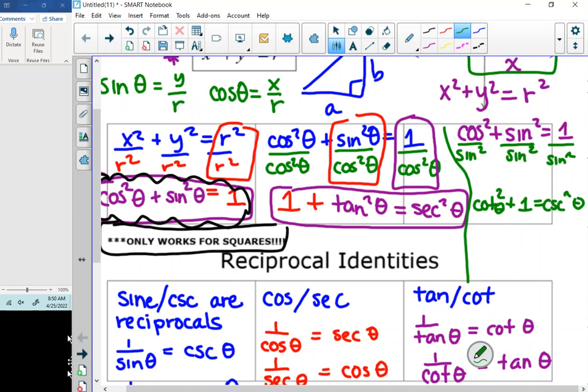Now, the Pythagorean identities only work with squareds. There's no other version of them. The other identities, the quotients and the reciprocals, we can bring other powers in and they'll still work. Tangent is sine over cosine. Tangent squared is sine squared over cosine squared. We can change the powers and they work. Same thing for the reciprocals. We can change the powers and they still work. The Pythagorean identities only work for squares. So the versions of the Pythagorean identity, you can't have any other exponents on them. The functions have to be squared.